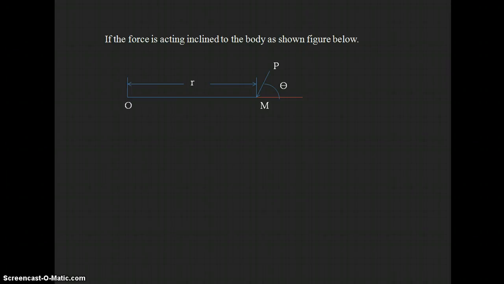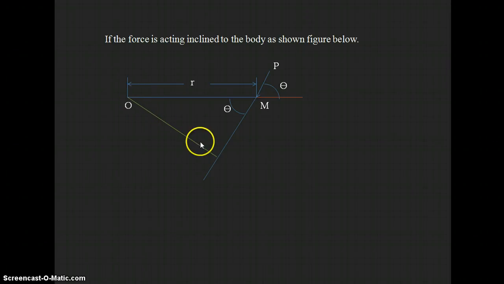Here OM is not the perpendicular distance from the point O because it is inclined at an angle of theta. So for finding the perpendicular distance to the line of action of the force from the point O, we need to extend the line of action of the force up to a certain distance. Then we draw the perpendicular line from point O. So this is the perpendicular line we have drawn from point O.